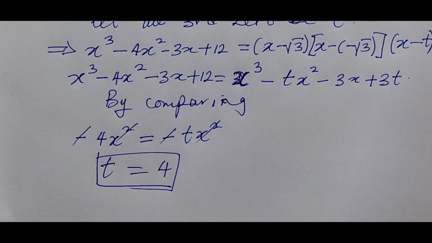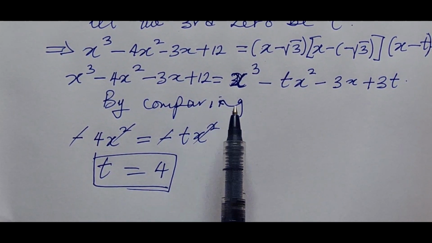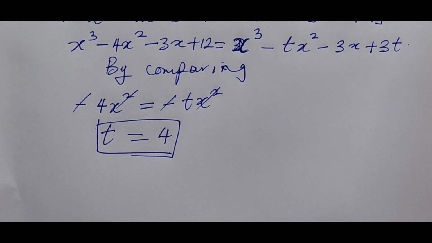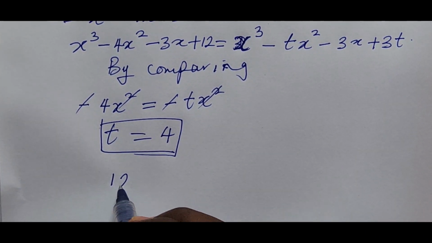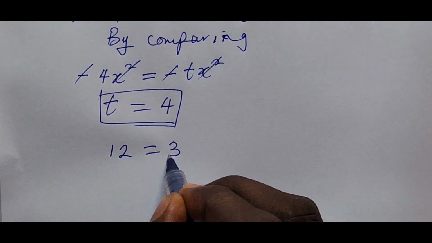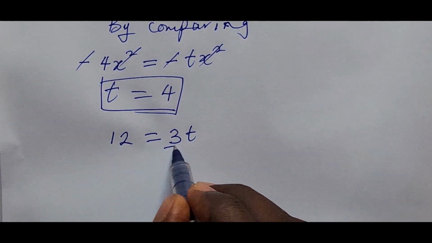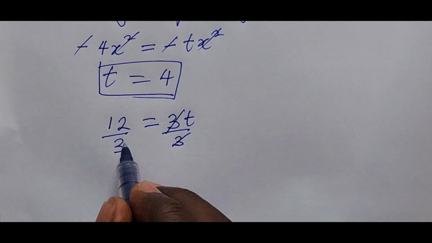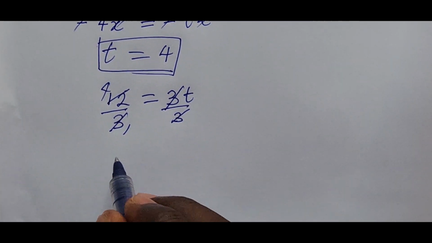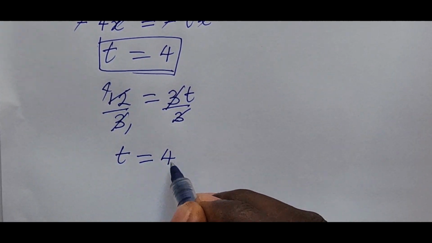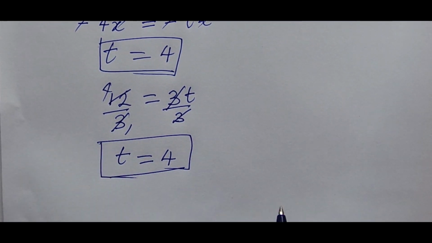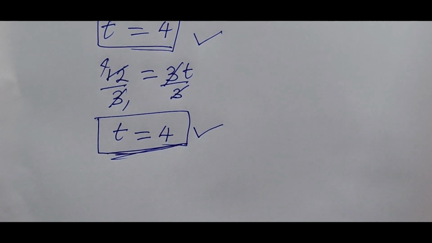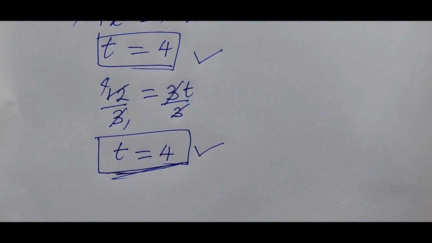But again, let's check if we compare the constant term, which is 12, and our 3t, because this is the constant term, it will still give us 12. So by comparing the constant term, we're going to have 12 equal to 3t. And so we equally divide both sides by 3, and 12 divided by 3 gives us 4. So we're going to have t is equal to 4 also. So either of the terms compared will give our third zero to be 4. So the third zero to this challenge is 4.